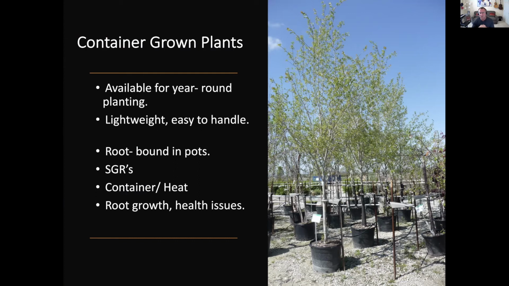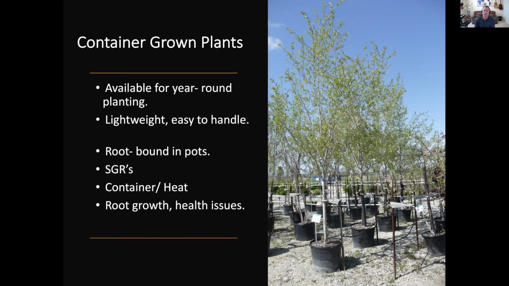Now, container grown plants are in a much more lightweight medium, much easier to handle. These 1.5-inch trees you can pick up with one hand. The problematic issues are they are smooth walled round containers, so they become what we call root bound in the pots, which creates some issues of circling roots or stem girdling roots. The containers, depending upon how they're managed, do generate heat because of the black plastic.